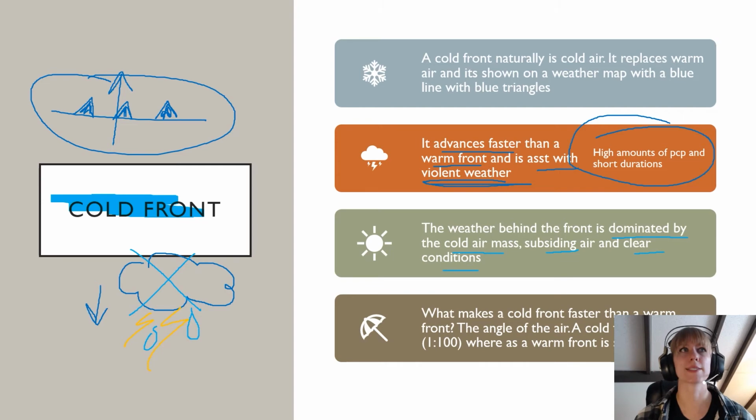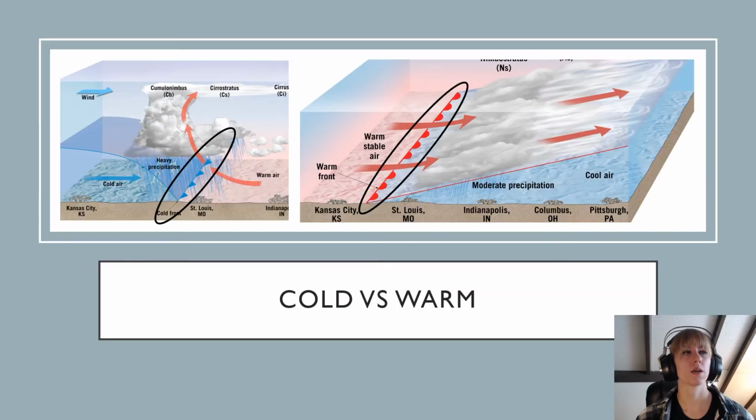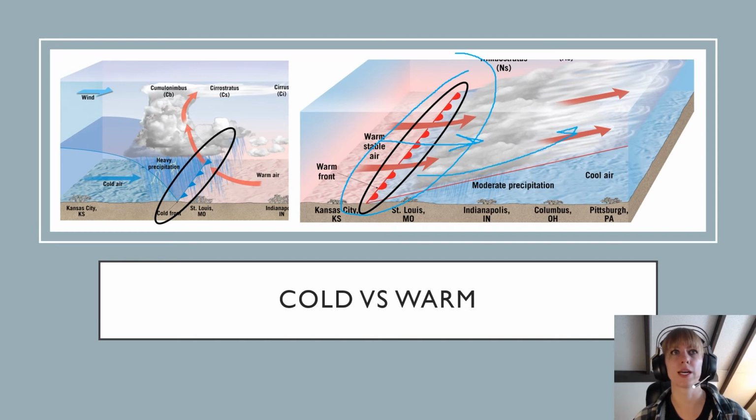What makes a cold front faster than a warm front is actually the angle of the air. The cold front is 1 to 100, so it's a bigger angle, whereas the warm front is more like this, a lot slower. So what we can see here, warm front right here, here's our red half circles. Again, they point in the direction the front is moving. And we have it approaching a cold front, or a cold front is approaching it, which causes the warm air to rise, and then we will have rain.